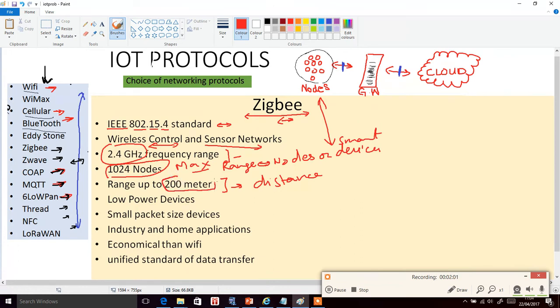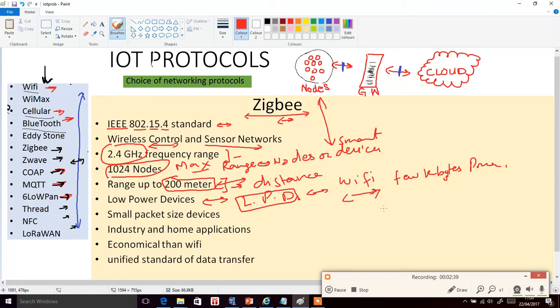It can be used to communicate between devices within a distance of 200 meters, and ZigBee is very popular, mostly for low power devices. For example, you can see that a normal Wi-Fi network in our home, for home automation purposes or something, can use up to a few kilobytes of power. And on the other hand, ZigBee only uses less than 200 watts of power. So ZigBee is very good in terms of power consumption if you compare it with Wi-Fi.